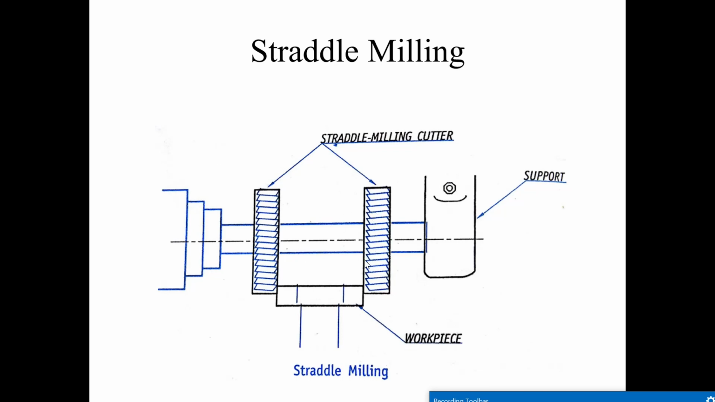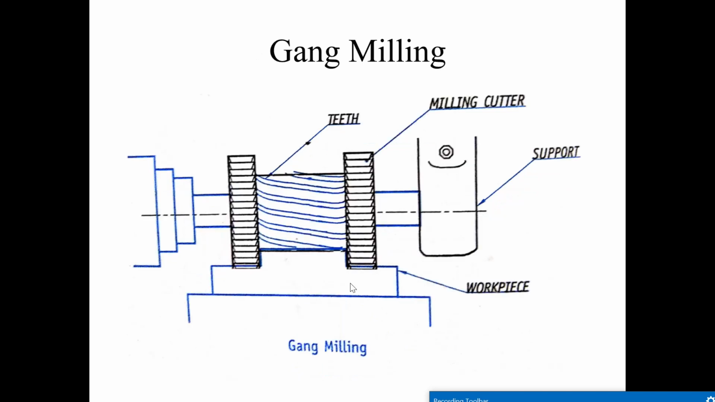This operation is illustrated in the figure. So we have a straddle milling cutter, two milling cutters on a single arbor. We are going to separate them with a fixed dimension, or whatever dimension we need, depending on the workpiece, and again we are going to perform the operation. So this is about the straddle milling operation.